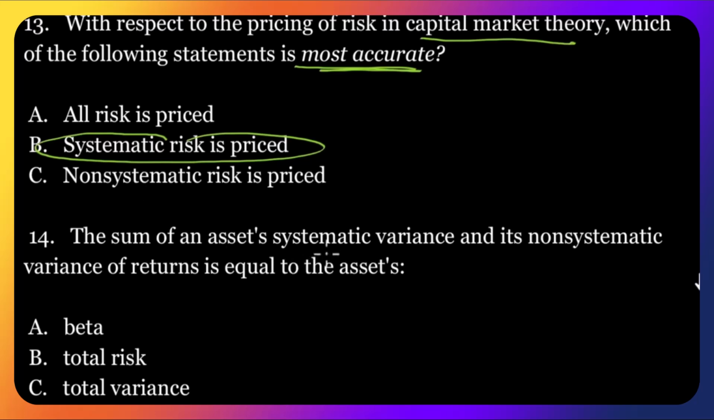14. The sum of an asset's systematic variance and its non-systematic variance of returns is equal to the asset's beta, total risk, or total variance. Well, we're adding two things. We're adding systematic variance and we're adding non-systematic variance. Systematic and non-systematic is total. It's total variance. We're adding variance. It says basically straightforward in the question, right?